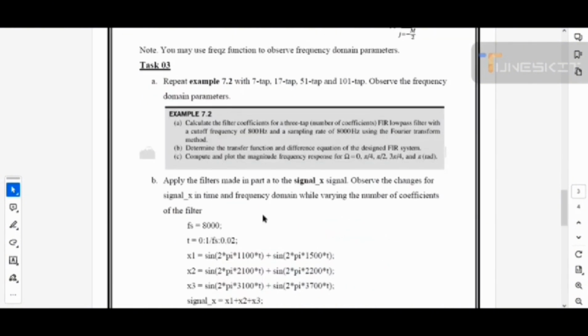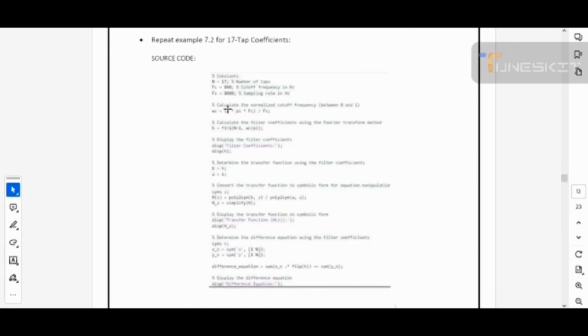In the next lab task, we have to see example number 7.2, in which we have been given the 7 tap filter, and the 17, 51 and 101 tap filters. Moving on towards the code, in this code the n represents the number of taps. We have given the sampling frequency, that is 8000, and the cutoff frequency, that is 800. Then we have to display the signal, and for that we have used the subplot and title commands and the x and y labels. Then we have used the transfer function because we have to display the signal in the symmetrical form.